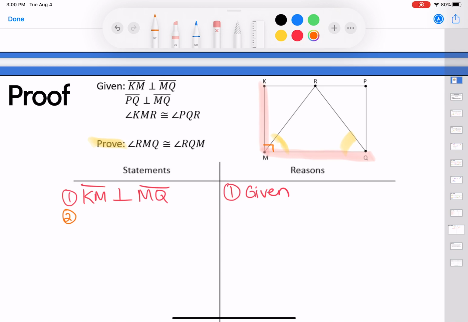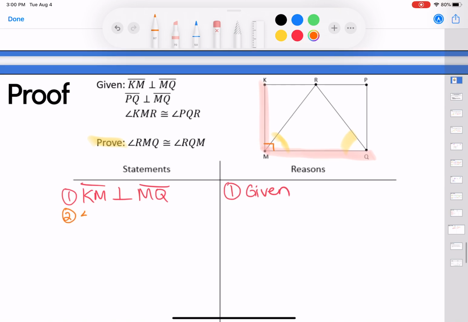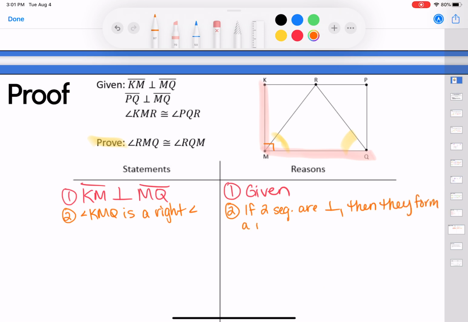If you like to write all your givens first, awesome, that's fine. Remember, things can go in a different order, and that's okay. But at some point, we probably will need this step. So I'm going to say angle KMQ is a right angle. And that was the definition of perpendicular from yesterday's lesson. So the if part needs to be that it's perpendicular. That was the statement before. If 2 segments are perpendicular, then they form a right angle.